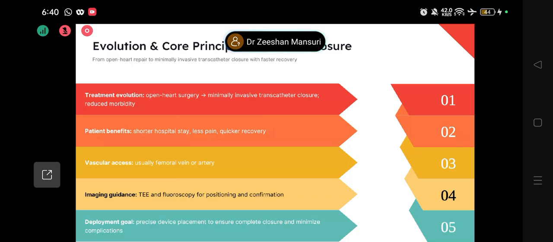The goal of the deployment of the device is to ensure, one, complete closure of the defect so that there is no residual shunting, and two, to minimize the complications related to the procedure itself. Remember, whenever you are trying to do an intervention, we must do no harm to the patient. That is the first dictum of interventional cardiology.